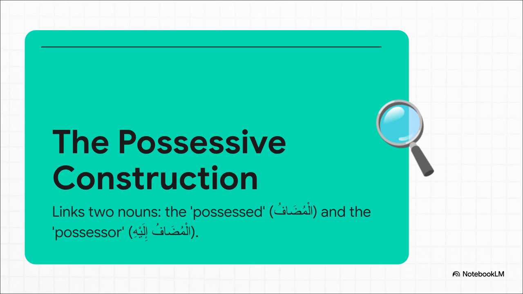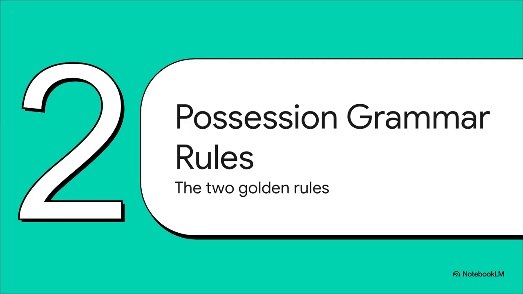The first part, the thing being owned, like the book, is called the al-mudaf. And the second part, the owner, like Muhammad, is the al-mudaf ilaihi. That's it. Two parts, two names. Now let's see how to build it. To make a proper idafa phrase, you just have to follow two golden rules.